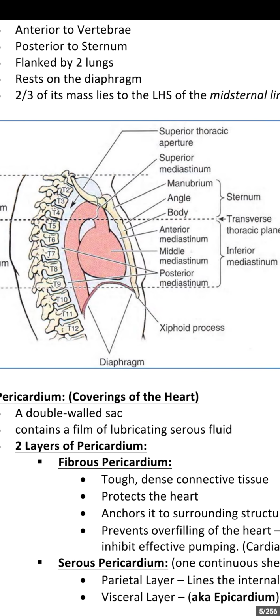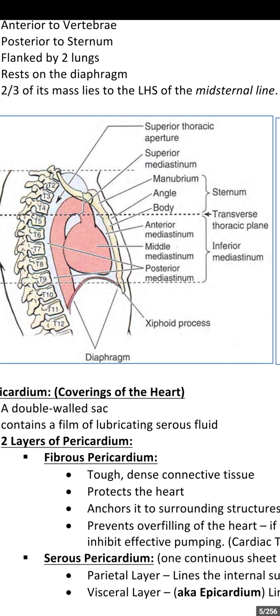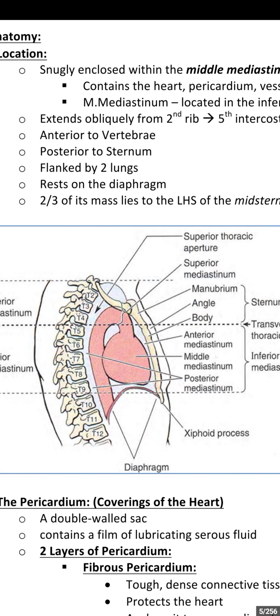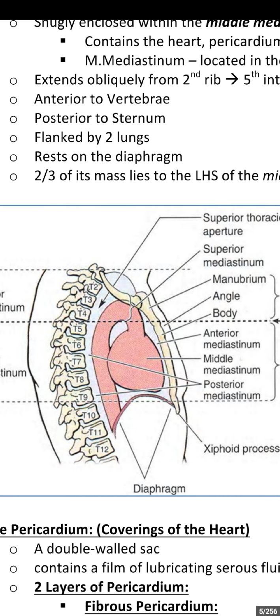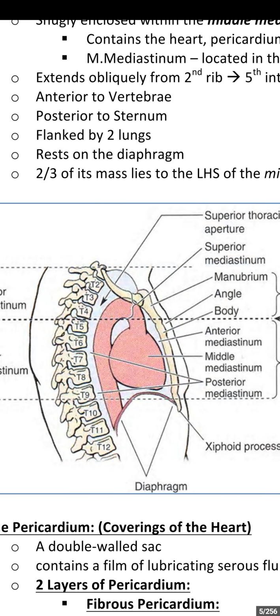Next, the sternum. The heart is posterior to the sternum and anterior to the vertebrae. This is the vertebrae and the heart is anterior, and the sternum is anterior to the heart. Now we can depict the positions of the vertebrae and the sternum.